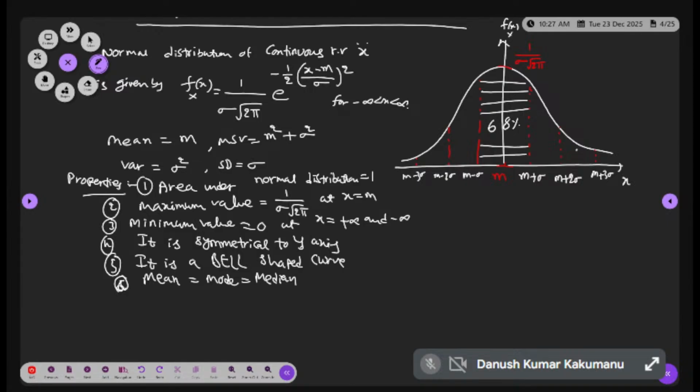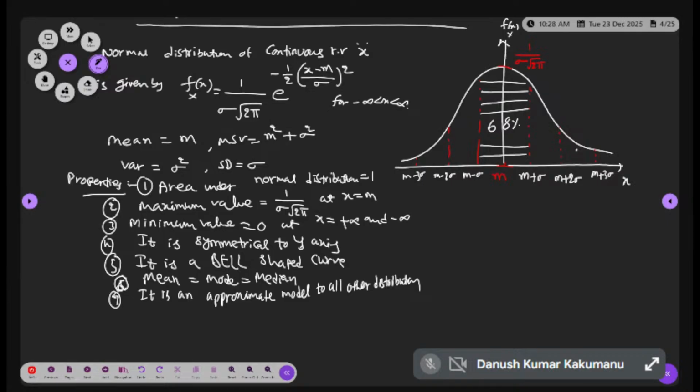What is the shape of the graph? Bell shape. Now, which distribution has mean, mode, median all equal? The normal distribution. Very important. And seventh, it is an approximate model to all other distributions.